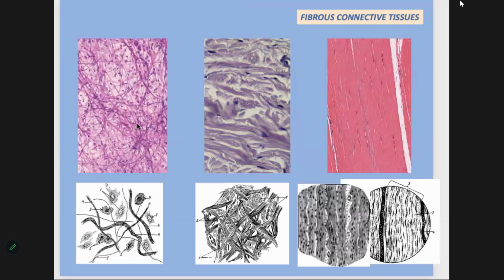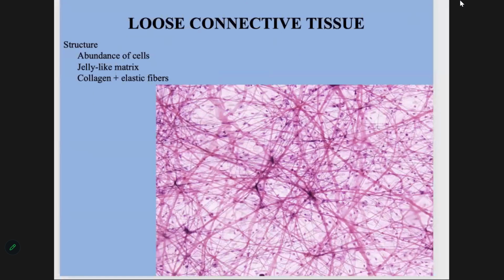So we'll start with the loose fibrous connective tissues and look at the main characteristics in structure. Abundance of cells, jelly-like extracellular matrix, and the ground substance in the extracellular matrix is more prevalent than the number of fibers. So look at this illustration.